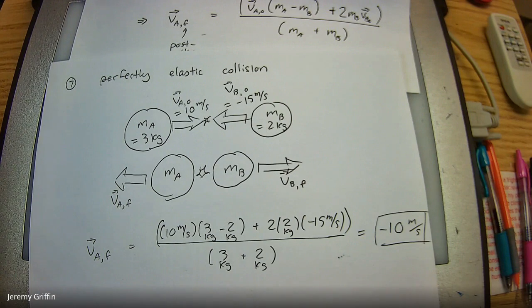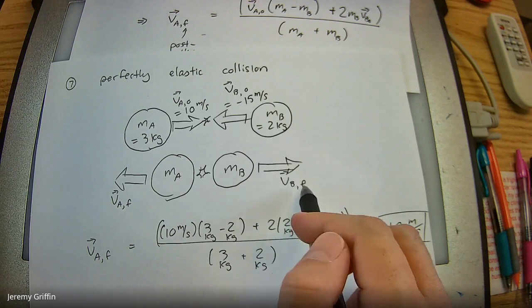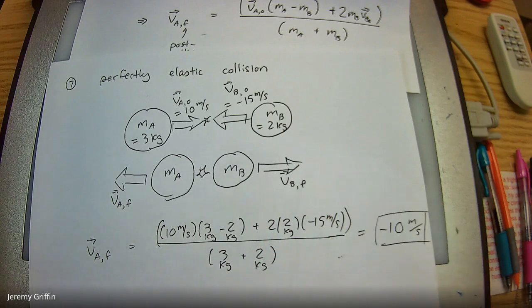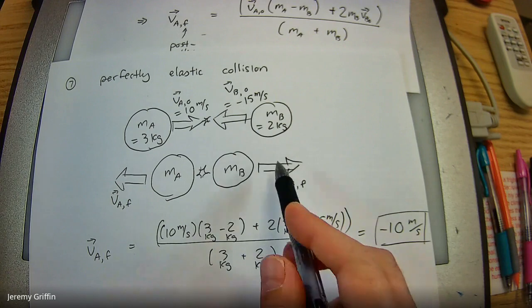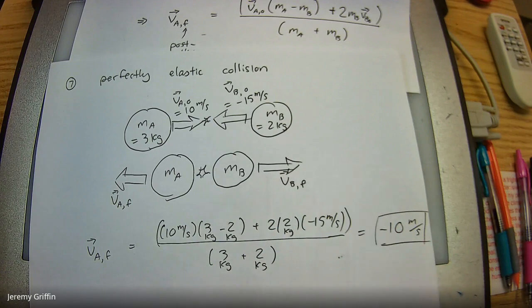If you're paying real close attention, you might see though that there is one value up there that we actually don't know the value of yet. And what's that? Yeah, VBF. What's the rebound velocity of the other object? Okay. And there's more than one way to get it. What's one way that you could solve for VBF? What's one way to do it?